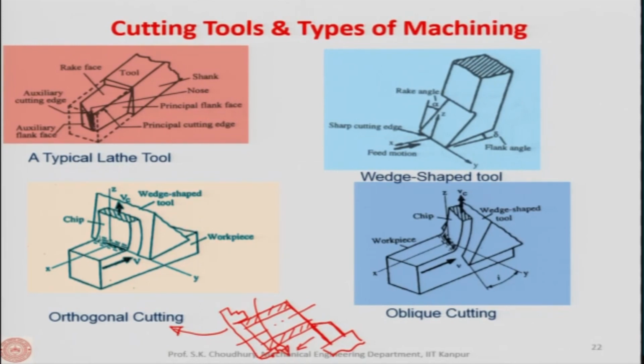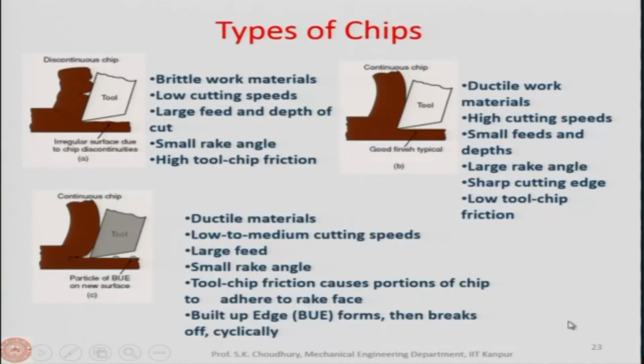Okay. Now that we understand the difference between orthogonal cutting and oblique cutting, we will see the types of chips. Initially, if you remember, I told you that depending on the cutting parameters, the workpiece, the combination of the workpiece and tool material, and the tool geometry, we have different types of chips.